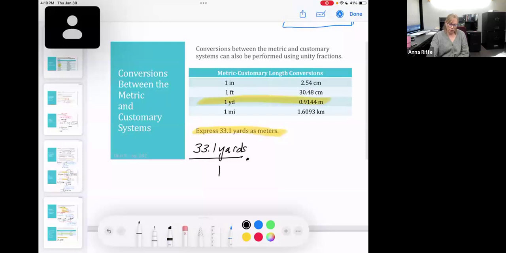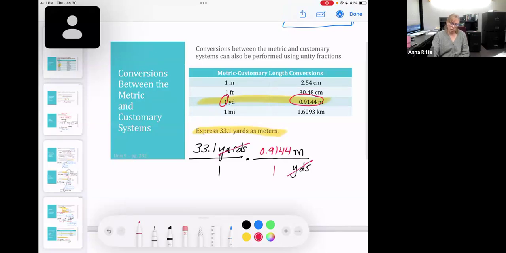I want to multiply by a unity fraction. And my unity fraction, I want yards on bottom because the unit that I start with has yards on top, and I want those yards to cancel. If yards are on bottom, that means I have meters on top. It looks like with this conversion factor, the number that goes with meters is 0.9144. So I'm going to put that next to meters, and the number that goes with yards is 1. So I want to put the numbers with the units that they are assigned to according to my conversion factor.